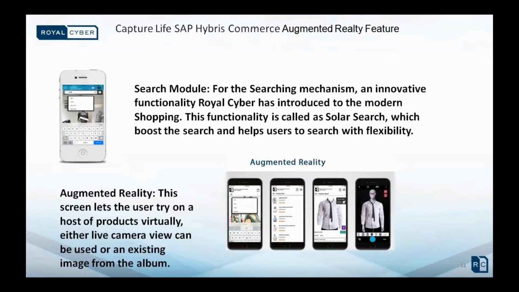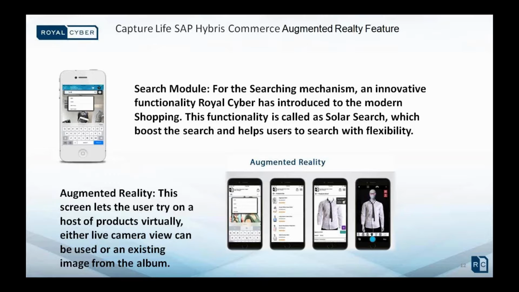In this case, this is the main feature that we've been showcasing in our hybris iPhones and Android phones, the smartphones we're talking about. So, search functionality: you could use the innovative functionality that Royal Cyber has introduced in modern shopping behavior. You could use Solr search and boost the search capability so that you can easily get the products you need when you need them.